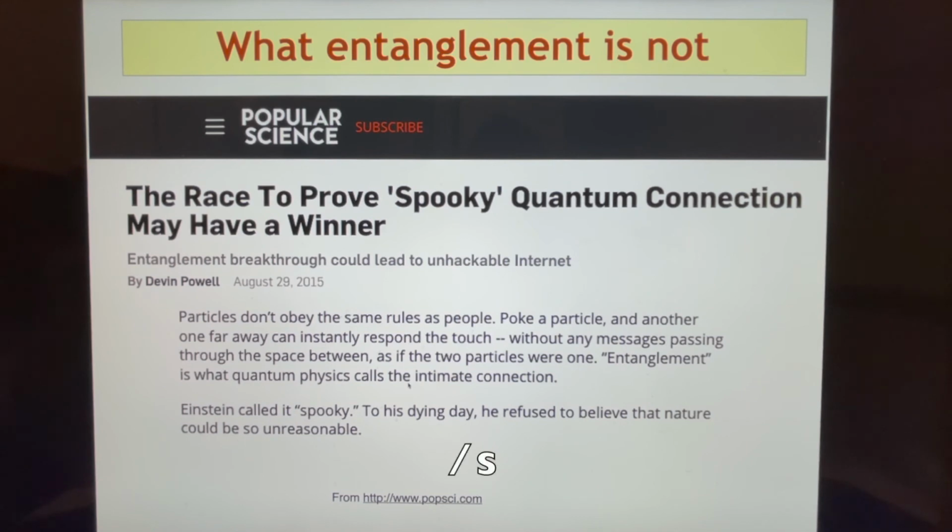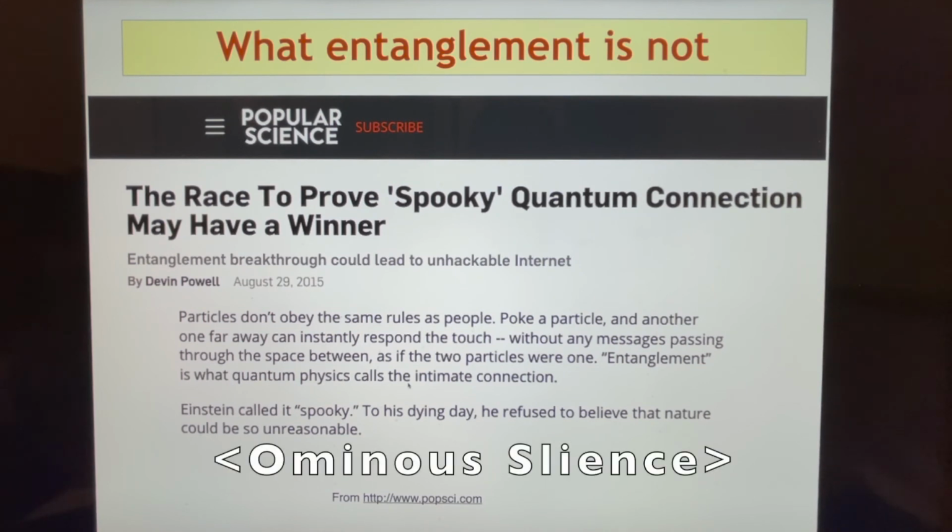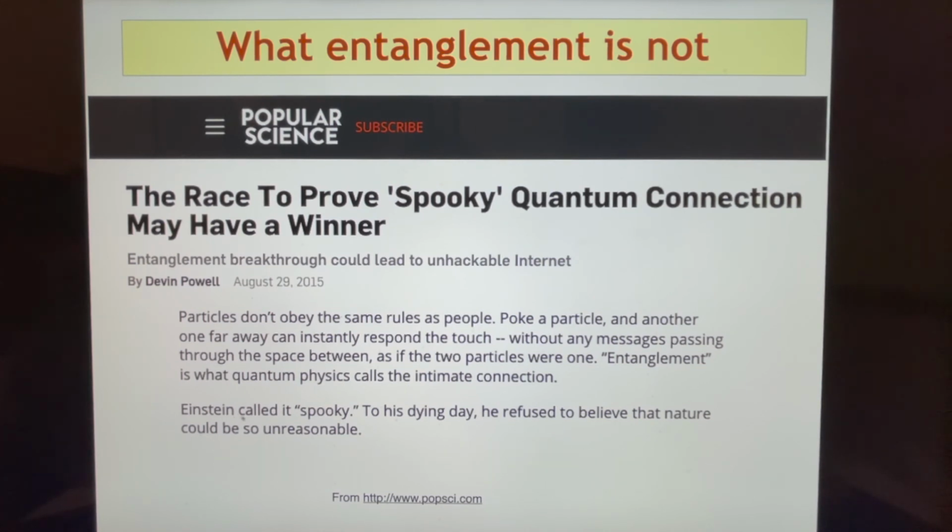Of course, you know, in all the quantum courses you've taken, the first thing that you learn is the proper name for entanglement is intimate connection. Einstein called it spooky. This is correct. To his dying day, he refused to believe that nature could be so unreasonable. So same as the New York Times one, it ends with something that is okay. But then everything else, well, this is a video. It's going to go out there, so I'm not going to say too many bad things, but it's certainly not a great job, in my opinion, of doing popular science.